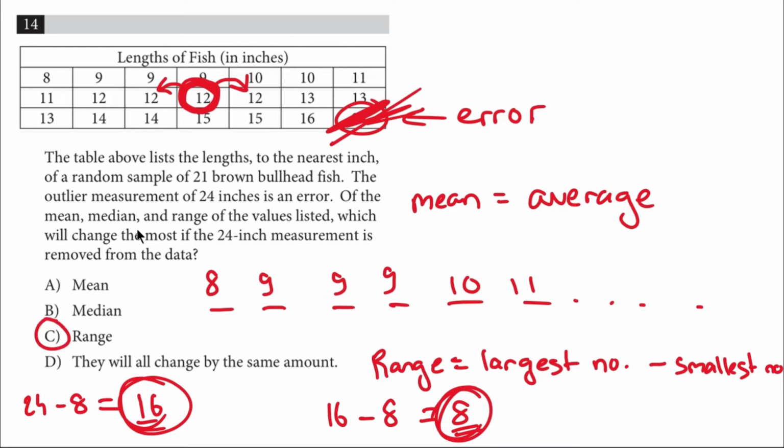Also, in such questions, you have to understand that whenever you remove the largest number from a data set, range is definitely going to change significantly, and in most cases it is the variable that changes the most when you remove either the smallest or the largest number. Now let's move on to the next problem.